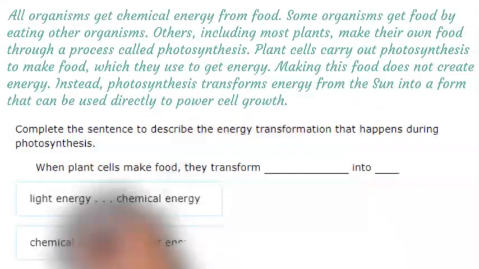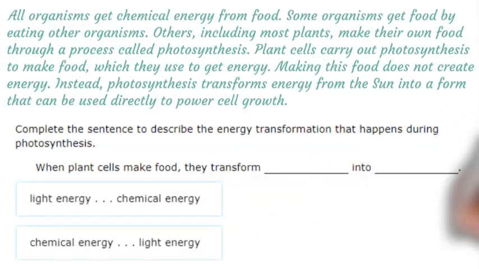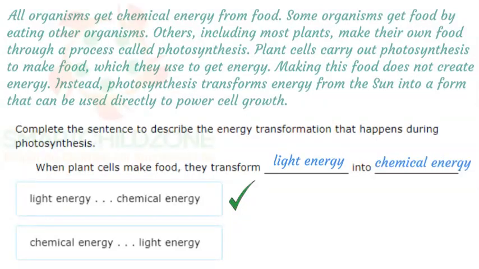Complete the sentence to describe the energy transformation that happens during photosynthesis. Plant cells use photosynthesis to make food, which the cells can then use as a source of chemical energy. Photosynthesis transforms light energy from the sun into the chemical energy provided by food.